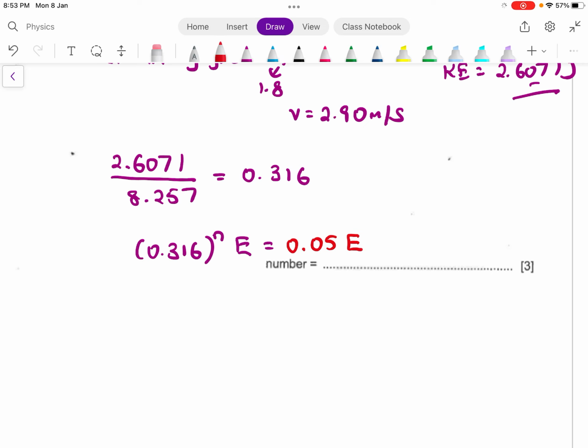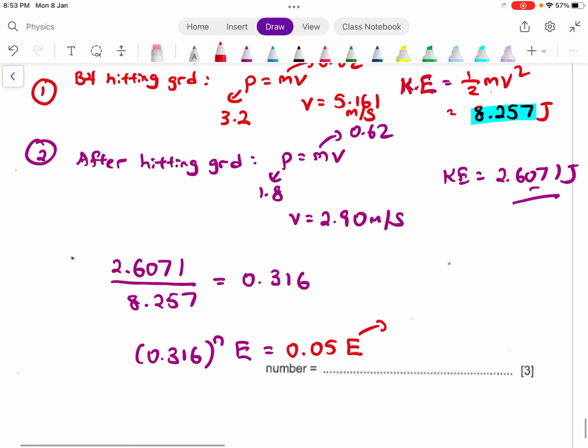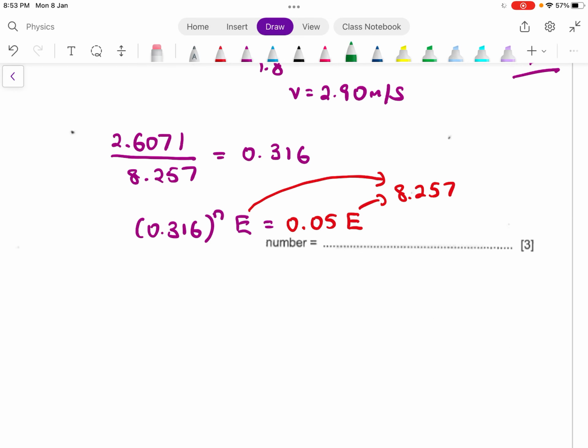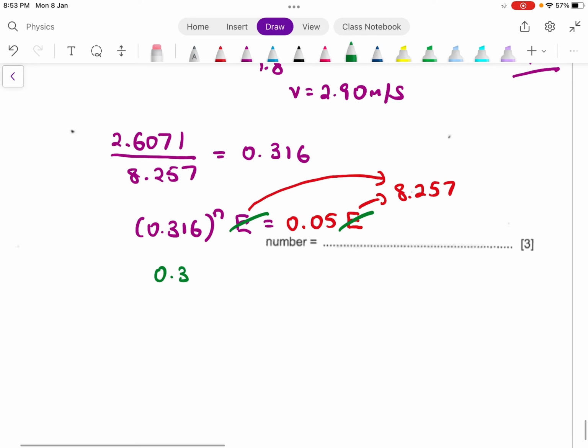Of course you can see the E can be cancelled away, but if you are not comfortable with cancelling the E away, you can just substitute in. For example, my initial kinetic energy E is 8.257, and likewise this one is 8.257. So I do my cancellation. What you need to actually solve is 0.316 to the power of n is equal to 0.05.